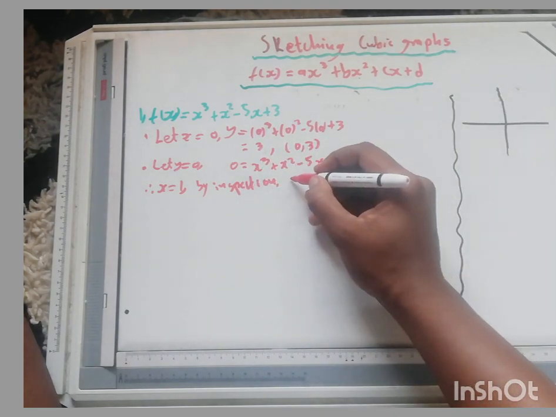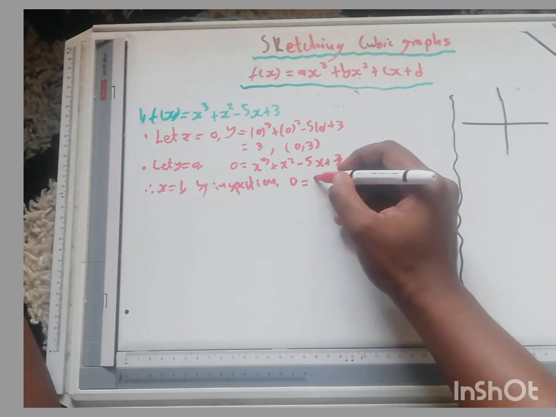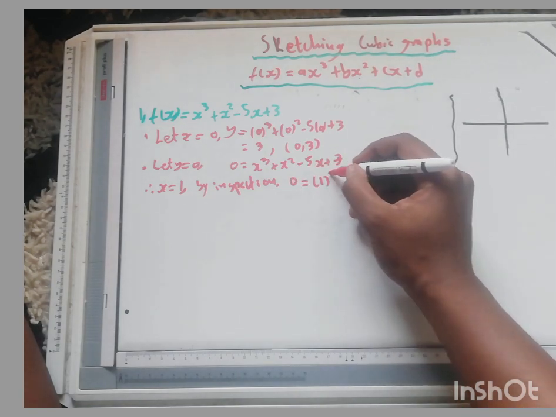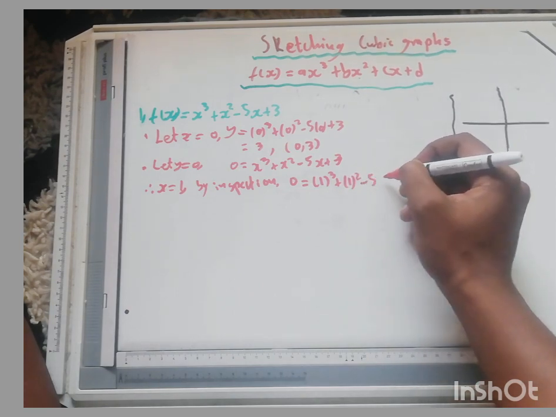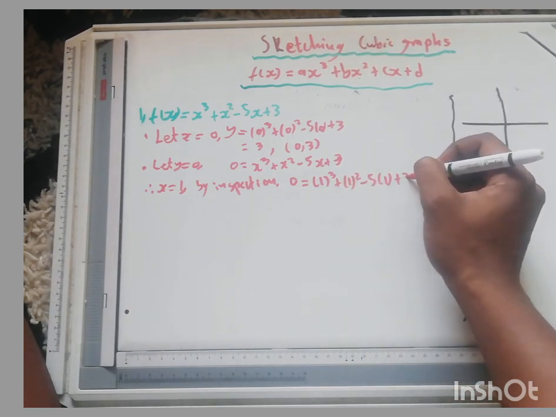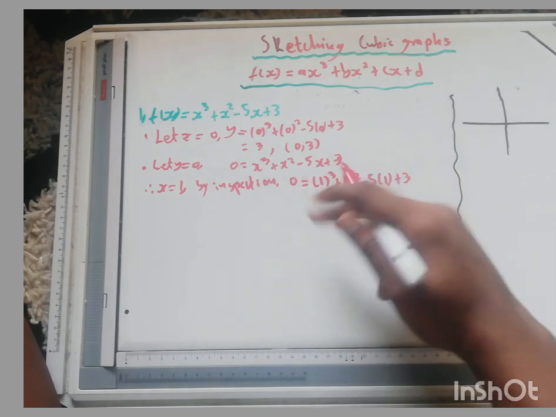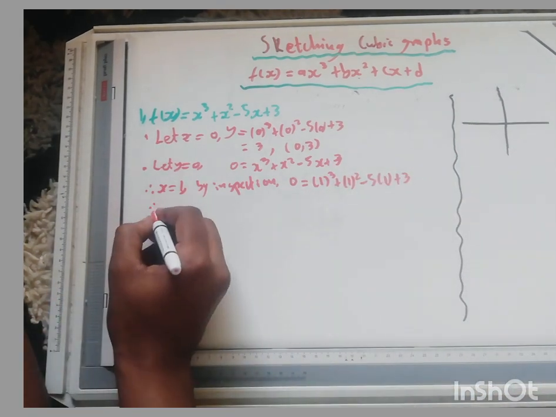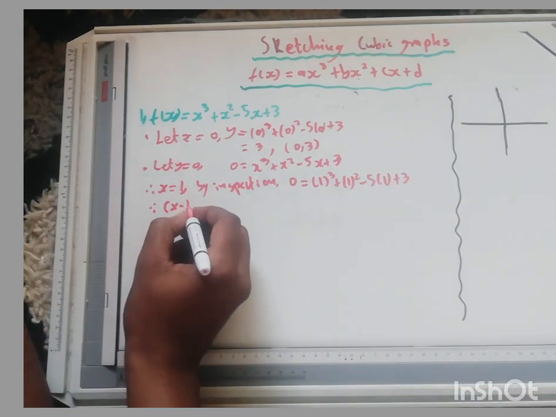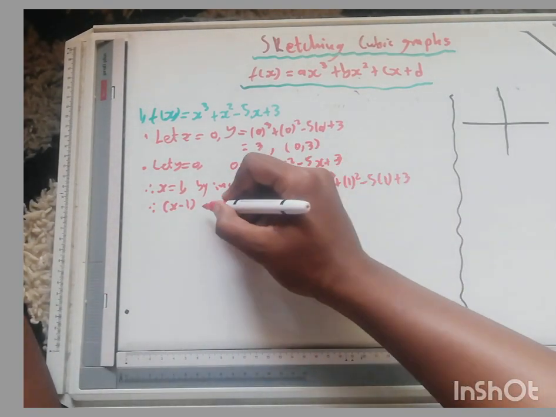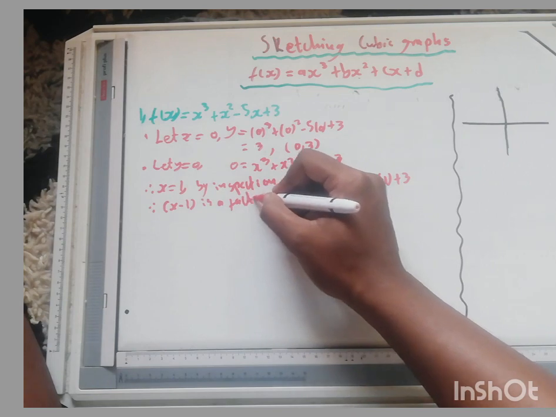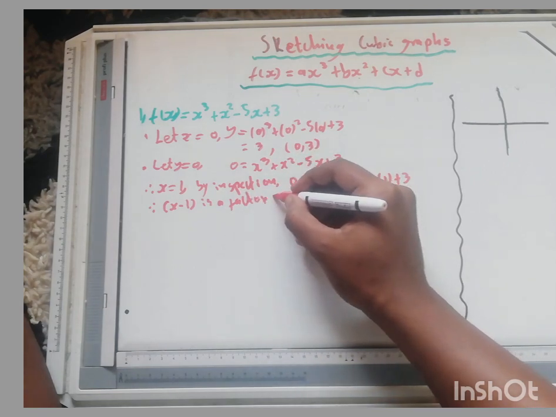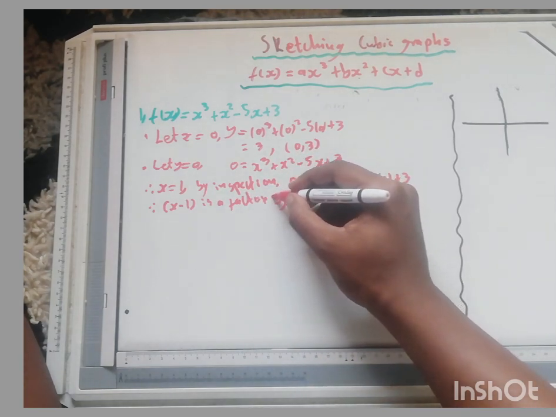So if I say 0 is equal to, and I substitute 1 here, I'll find that all these things are equal to 0. So that means x minus 1 is a factor by inspection.